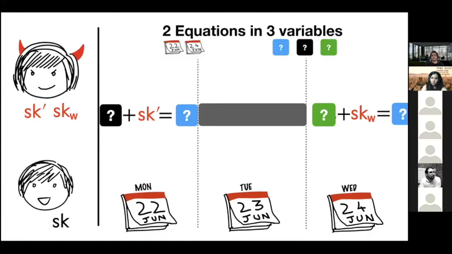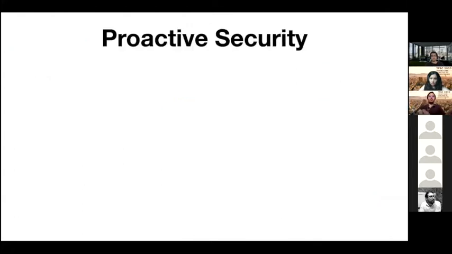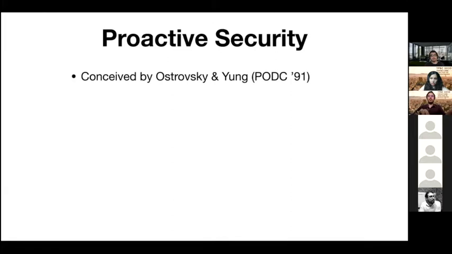Right? The attacker blocking out the things that the attacker doesn't have. We see that there are now 2 equations and 3 variables, and hand-waving details about the distributions of the variables, but assuming that it's all done correctly, this keeps the system about as secure as if the attacker only had one device at a time. Right? So this notion is called proactive security, and it was first conceived by Ostrovsky and Yung in PODC '91.